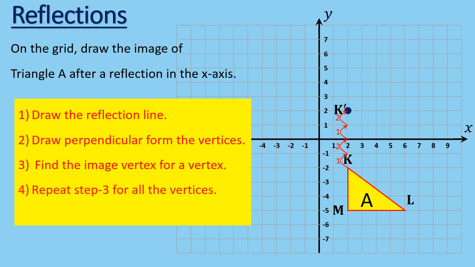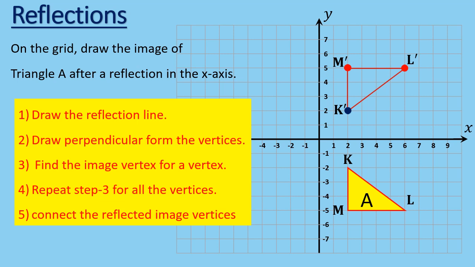The fourth step is to repeat step 3 for each vertex of the original object. The fifth step is to connect the reflected image vertices to form the image of the reflected object.